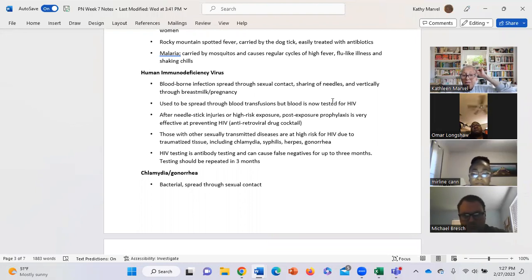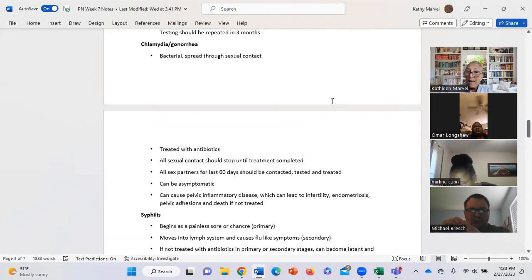STDs, chlamydia, syphilis, herpes, gonorrhea, put you at high risk for HIV due to the traumatized tissue from these STDs. So we know that HIV testing is an antibody testing, but it could have false negatives for up to 3 months. So that's why it's recommended that all HIV testing should be repeated in 3 months. Okay.